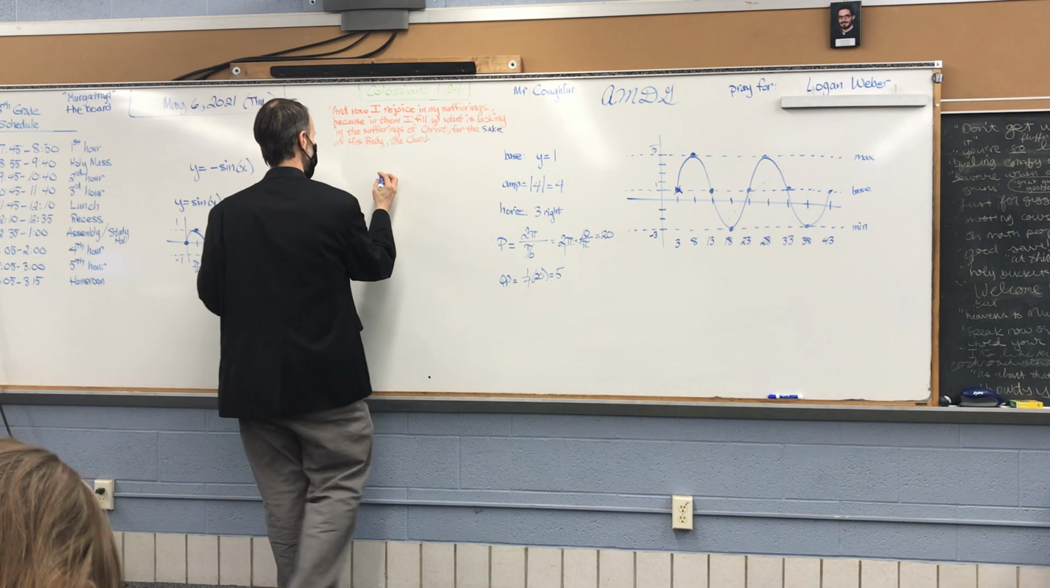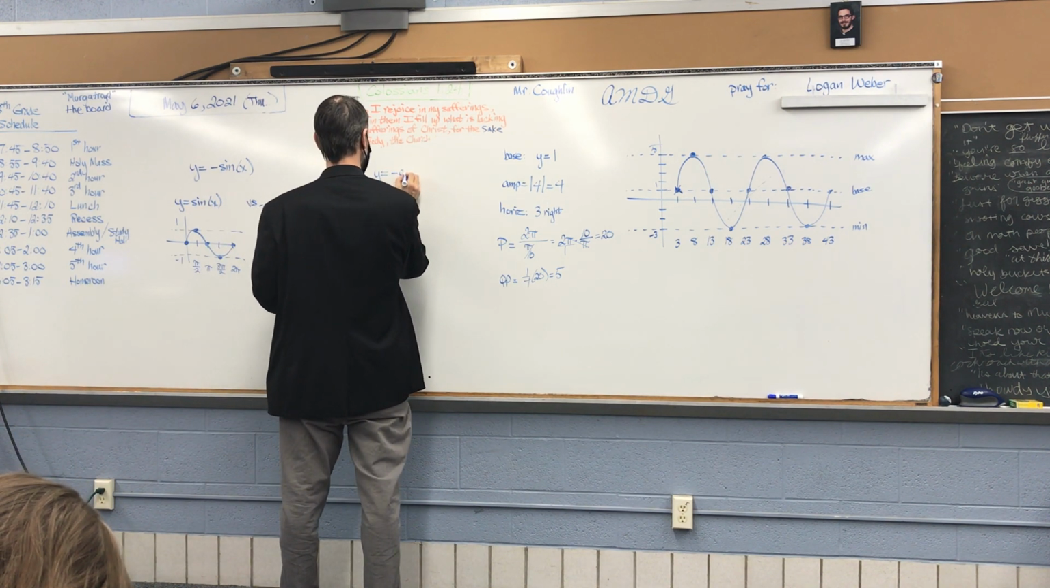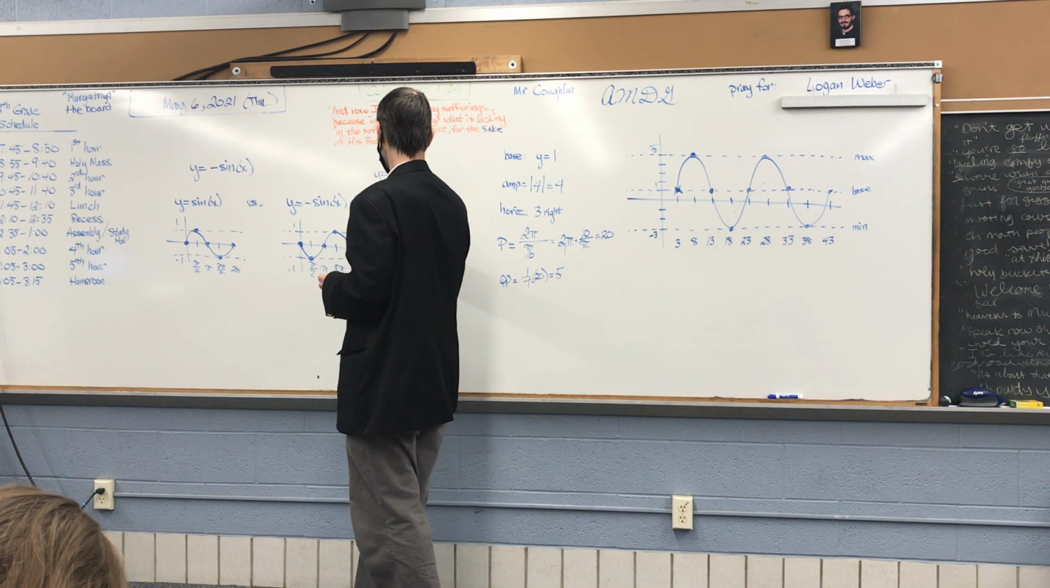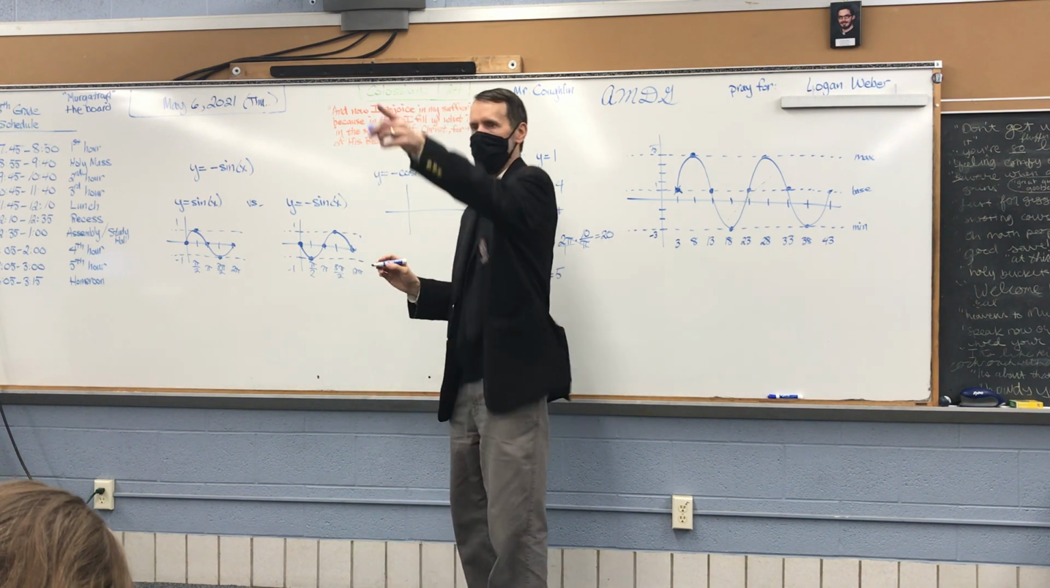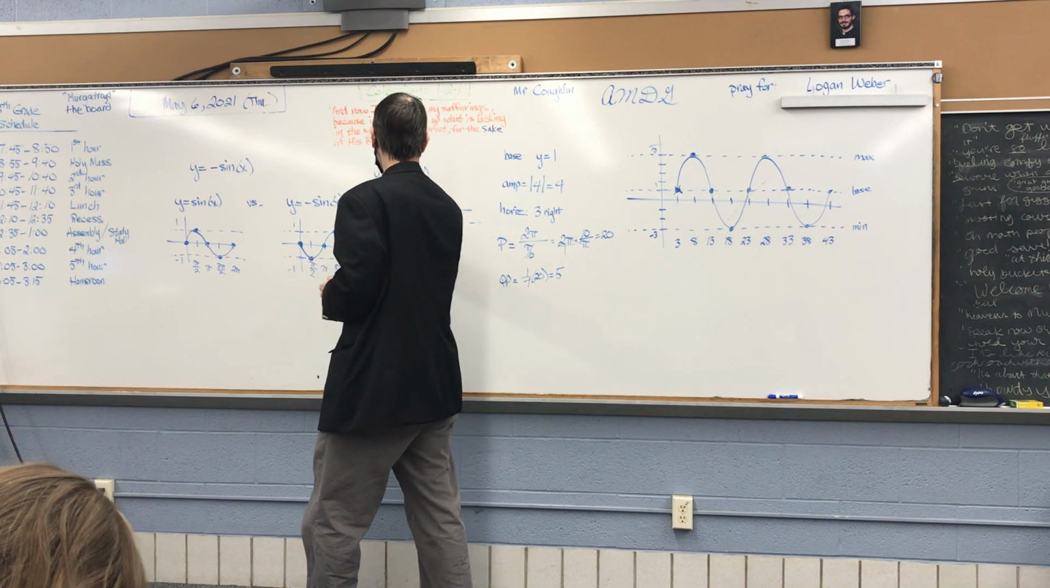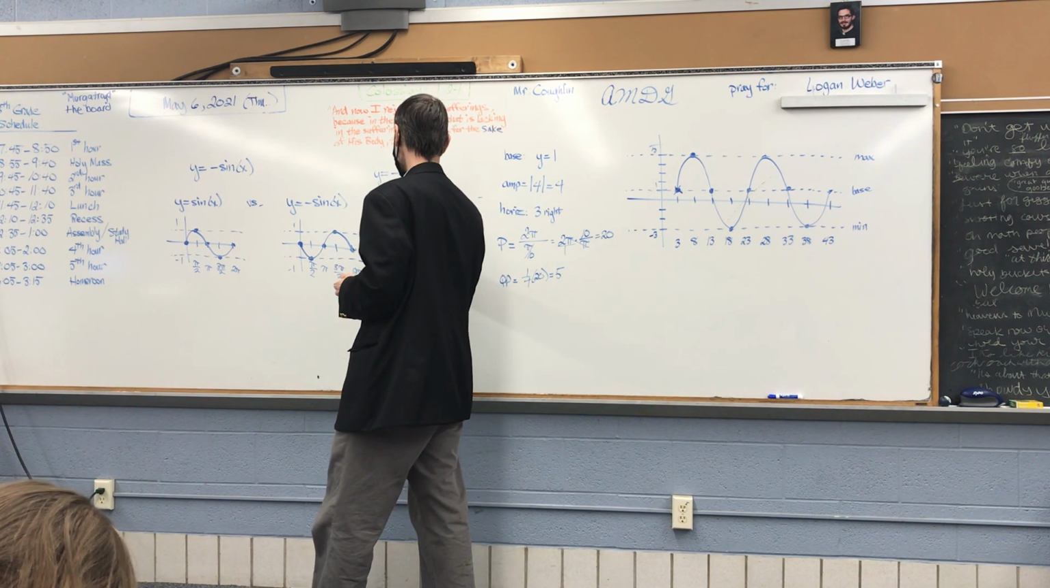Can anybody tell me what a y equals negative cosine graph would look like? So it would start on the minimum. Correct. It normally starts at the max, but it'll start at the minimum.